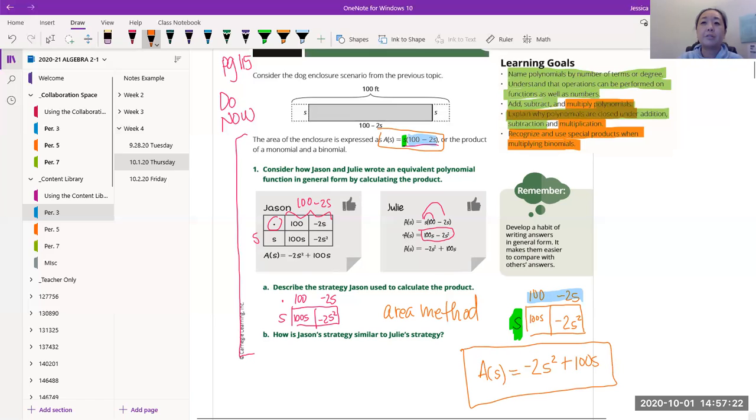All right. And so how is that similar to Julie's strategy? Remember this one? A lot of you guys, I've seen people do this on a test or on their own work, right? They just distribute. So you're distributing the S. Notice exactly the same thing as what Jason was doing here, except this one is more visual, okay?